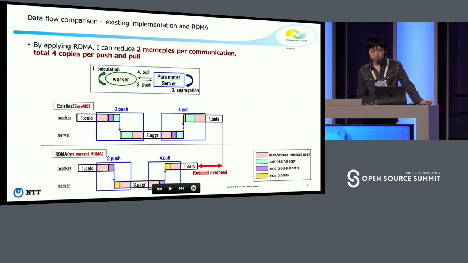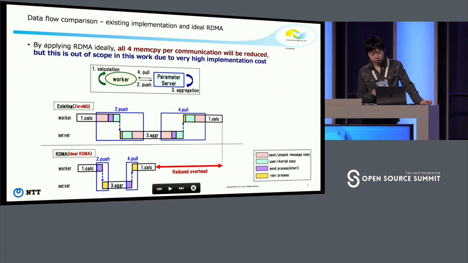By applying RDMA, the data flow is changed as in this figure. In the existing implementation, there are four memory copies for each push or pull: user to user memory copy and two times of kernel to user copy. But in the RDMA implementation, the user to kernel memory copy can be reduced. So there are only two memory copies per each push or pull. Two memory copies are reduced.